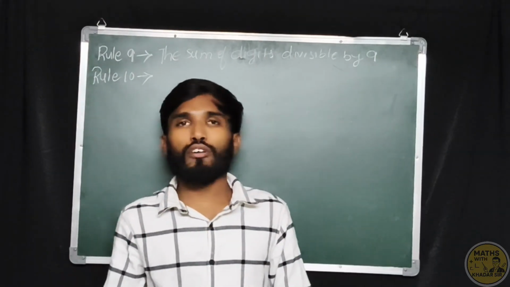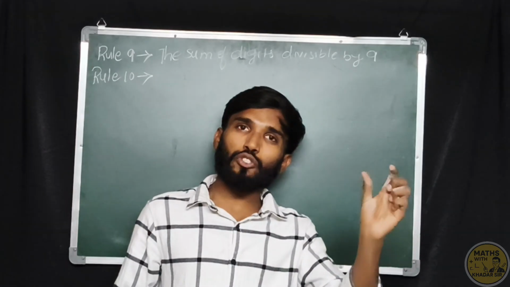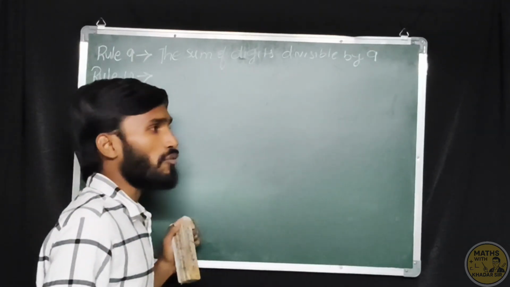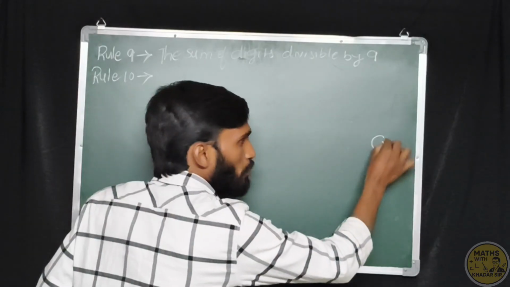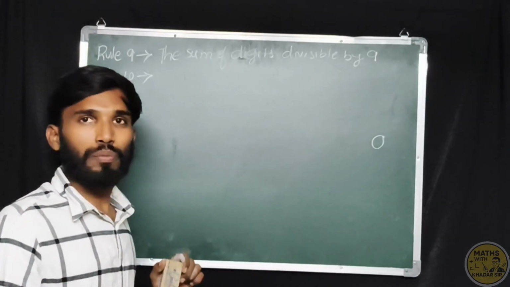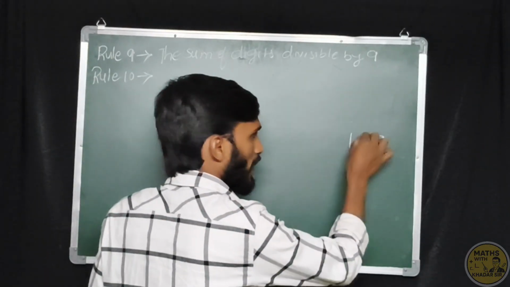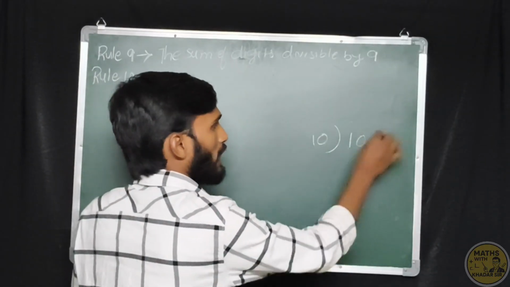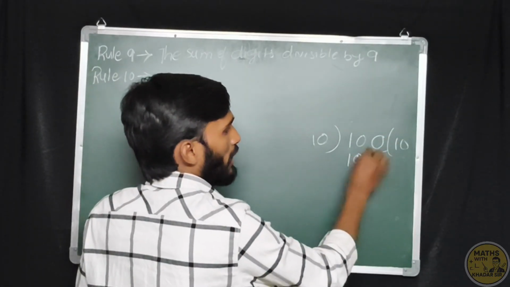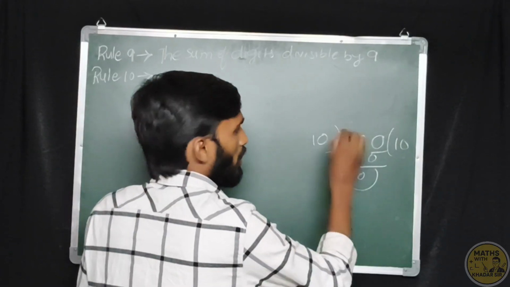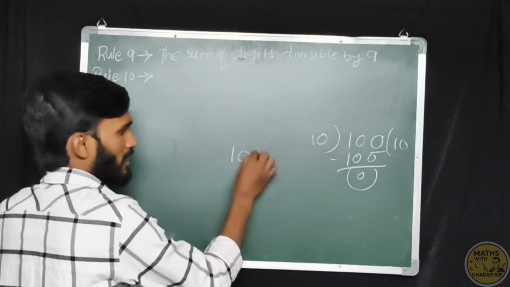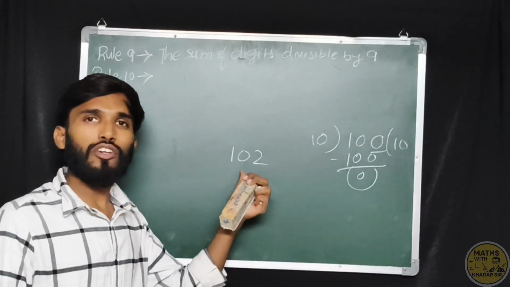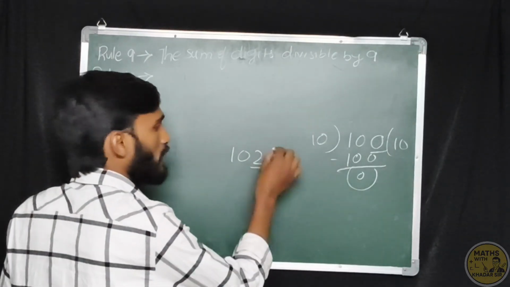As in the divisibility rule of 5, the last digit should be either 0 or 5. But in the divisibility rule of 10, the last digit should be 0. For example, take the number 100. What is the last digit? 0. Divide by 10, what will you get? 10 times. Now, another example. 102. Is the number divisible by 10? No. Why? Because the last digit is not 0.